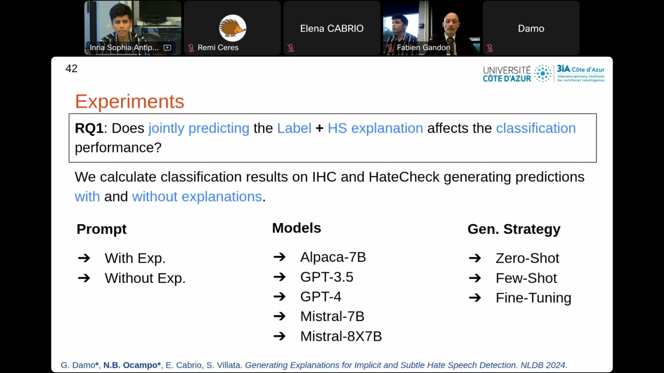Then, in order to answer each of the RQs, we proceeded with the following experiments. We ran an ablation study with the prompts with explanation and without explanation, these 5 LLMs, and the generation strategies that we described, and we measured them using the automatic metrics and the human evaluation ones.